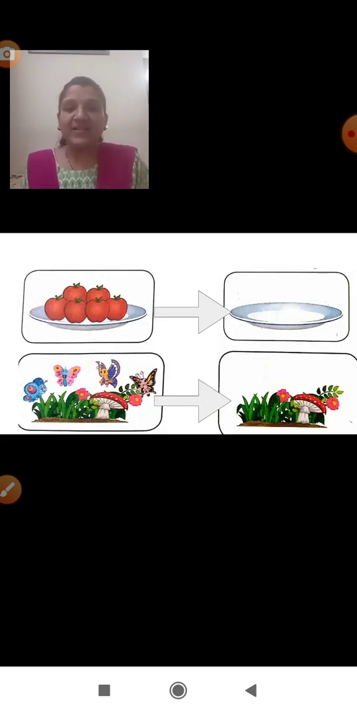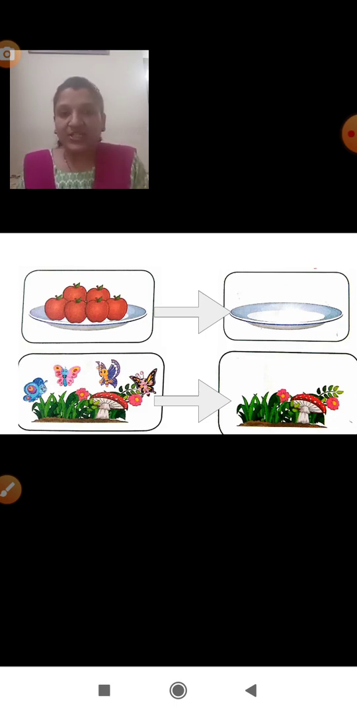Nothing means 0. We have learned it. You remember? Let's see this picture. What do you find in the first picture? Apples. How many are there? 1, 2, 3, 4, 5, 6. Now, all the apples are eaten. So, how many apples you find in the plate now? No apple. That means 0 apples.